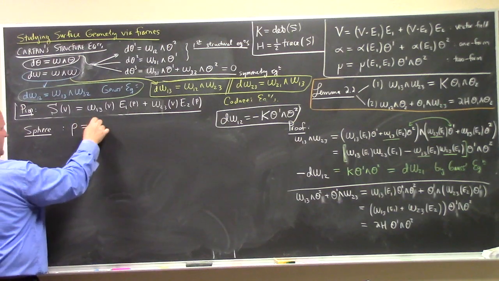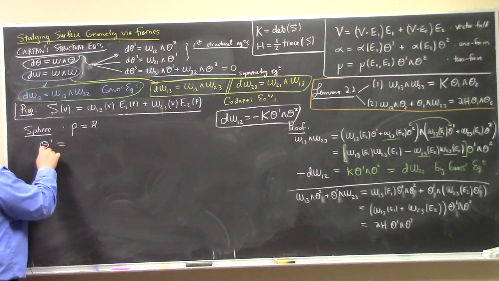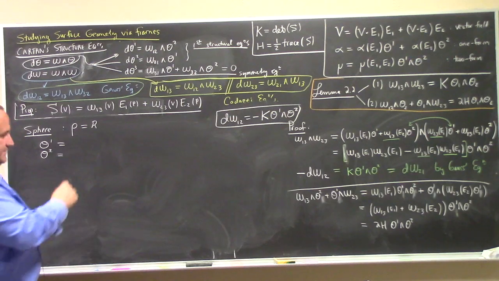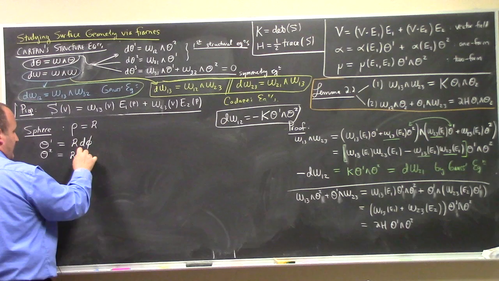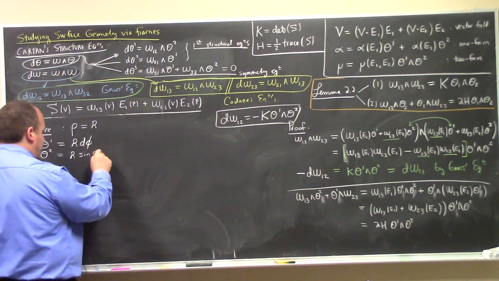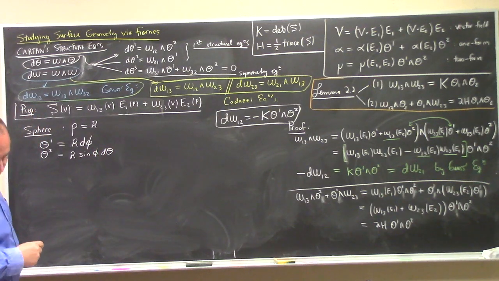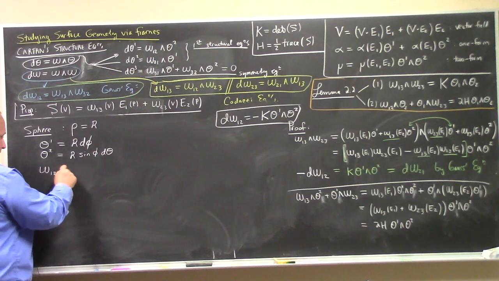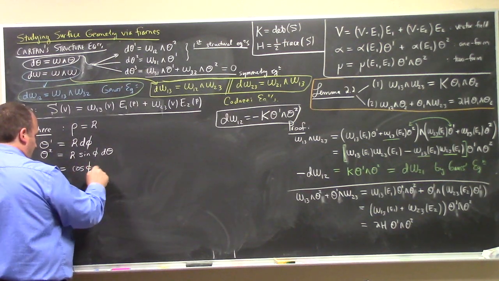So we have rho equal to r. I'm trying to remember, so you guys have to remind me. Theta 1 was what? And what was theta 2? I'll just write it down. Theta 1 is r d phi, and theta 2 is r sine phi d theta. Yeah, that's it. All right, and we worked out that omega 1, 2 is in fact cosine phi d theta.